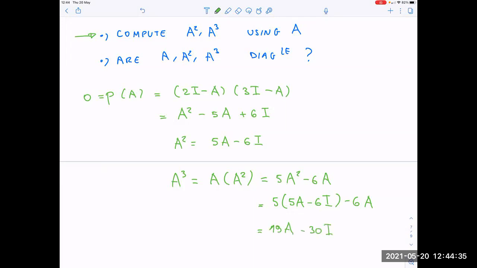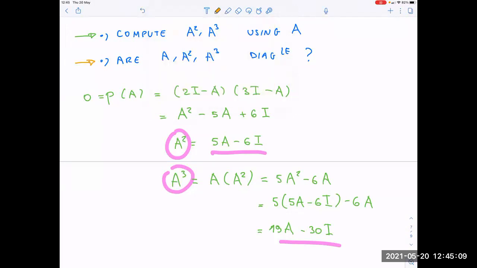So these are expressions for A squared and A cube using matrix A and the identity, okay? Which is always at our disposal. This is just to remind you about the game you play with the Cayley-Hamilton theorem.